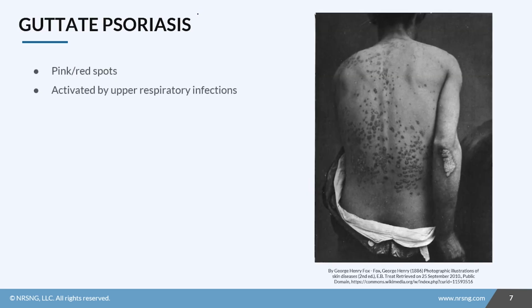Guttate psoriasis looks more like pink-reddish spots. This type usually comes about after an upper respiratory infection. As you can see, it's just like these little red spots. It looks a little different than the other psoriasis. And this person also has a plaque psoriasis right here.